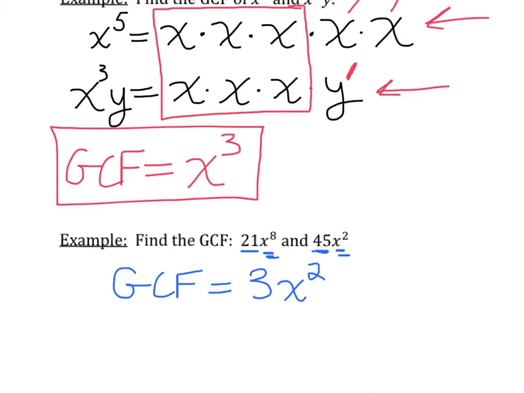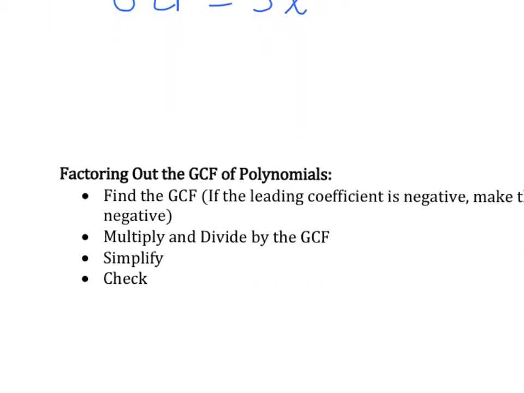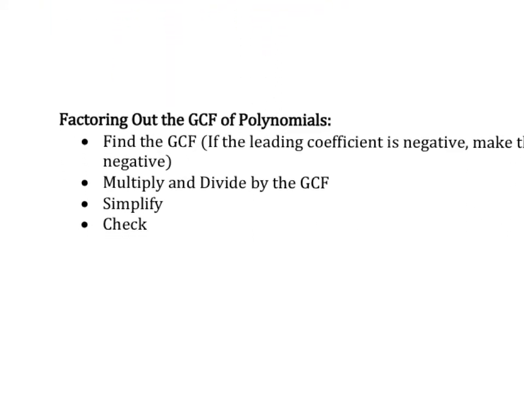All right, the next thing we want to talk about is actually factoring out the GCF of polynomials. Not only should we want to be able to find the greatest common factor, but we want to factor it out. And this is going to be our first method of factoring. First method of factoring is to factor out the GCF. And we'll be able to reveal what we mean by factoring with examples like this.